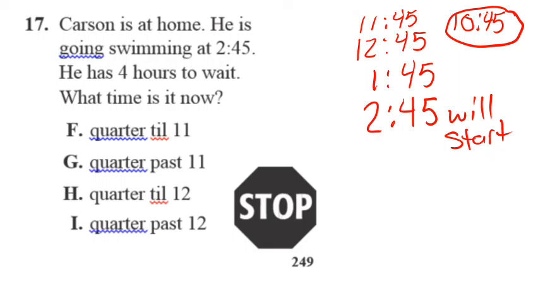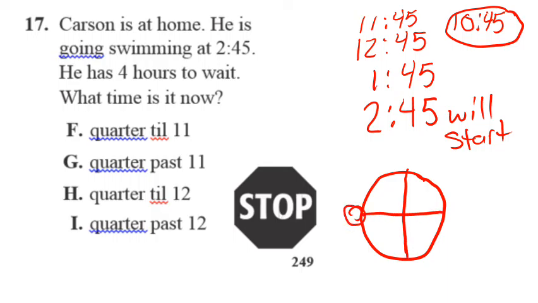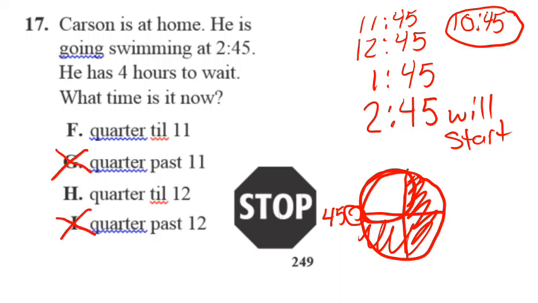Now I have to figure out where that would be on a clock. I know that if I draw a semi-clock and I cut it into fourths, that the 45 is over here. That means I've gone 3/4 and there's only a quarter left to go. So I know I'm going to have to say a quarter till. So I can cross off the ones that say quarter past because I don't have quarter past. I have only a quarter left to go on the clock.